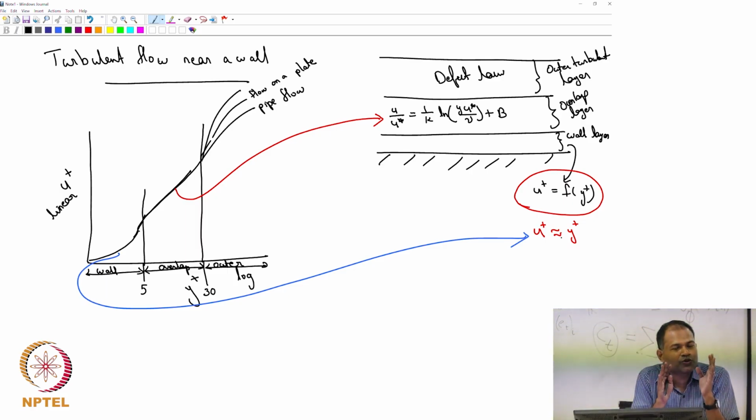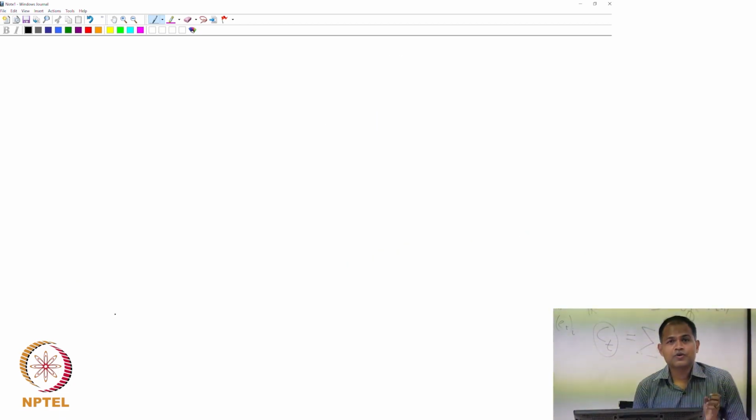In fact, what we are going to do from now onwards is skip the wall layer and the outer layer and use the result of just the logarithmic layer. So now we are ready to look at turbulent flow in a pipe.